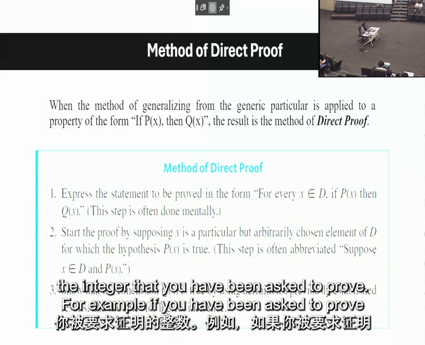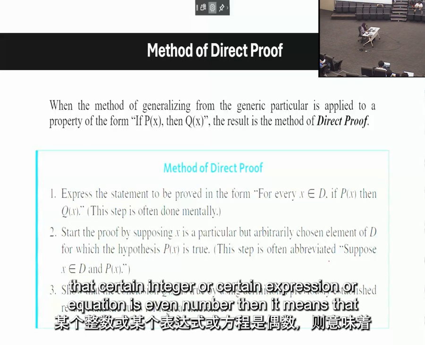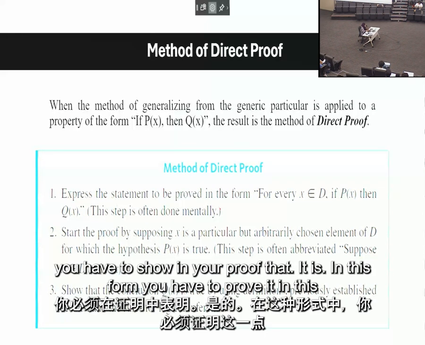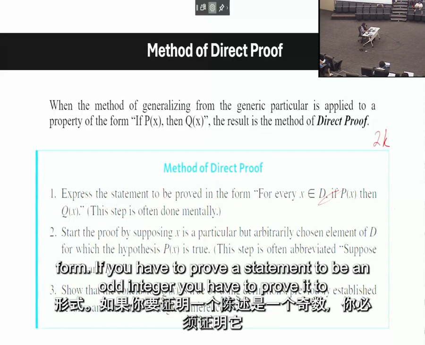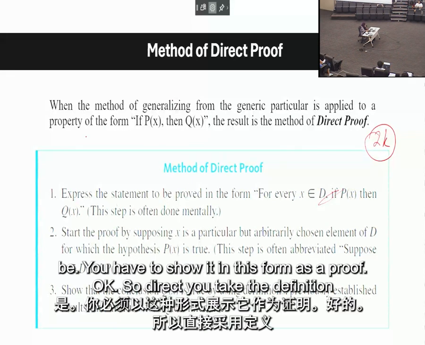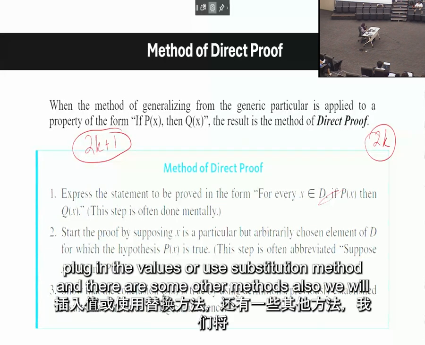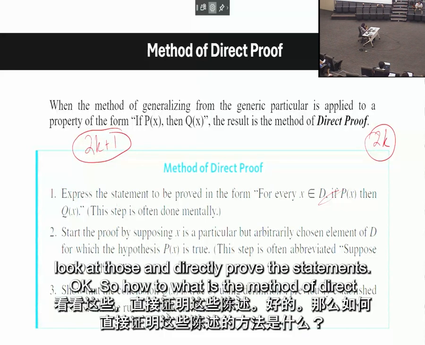For example, if you have been asked to prove that a certain integer, expression, or equation is an even number, then you have to show in your proof that it is in this form. If you have to prove a statement to be an odd integer, you have to show it in this form as a proof. So in a direct proof, you take the definition, plug in the values, or use a substitution method, and there are some other methods also, we will look at those, and directly prove the statements.